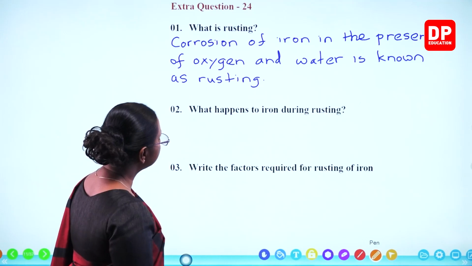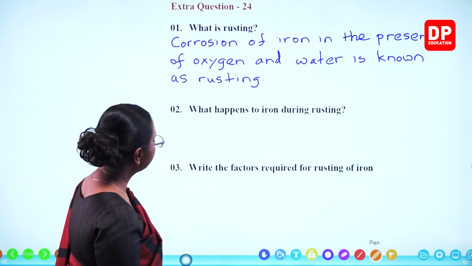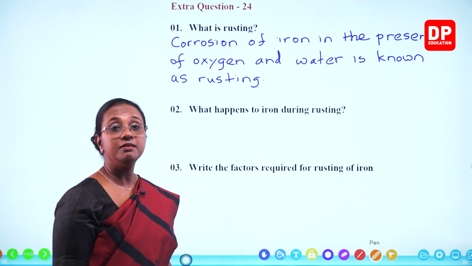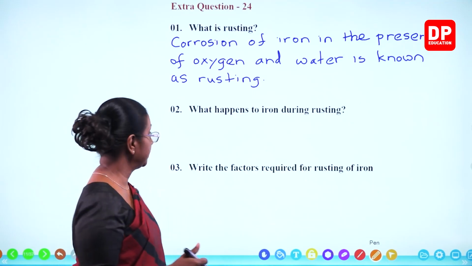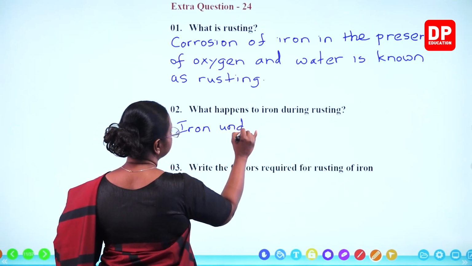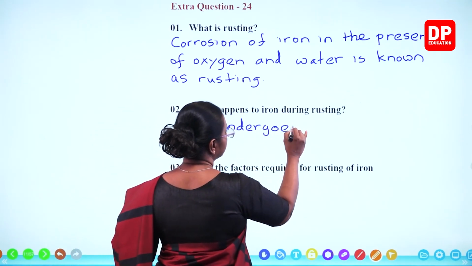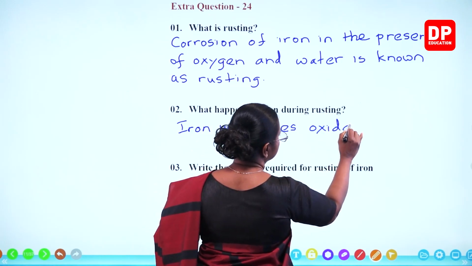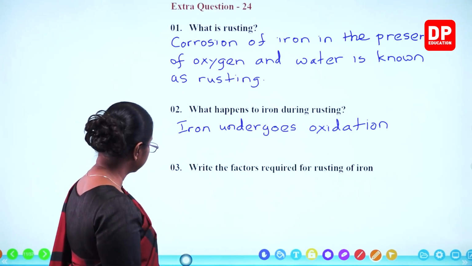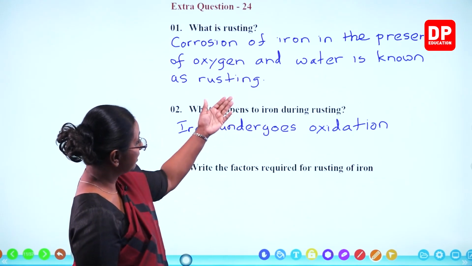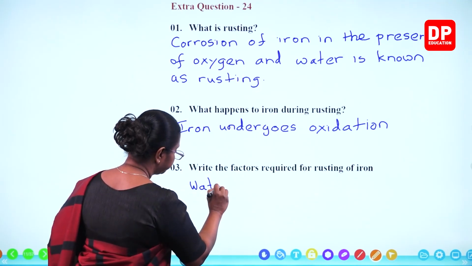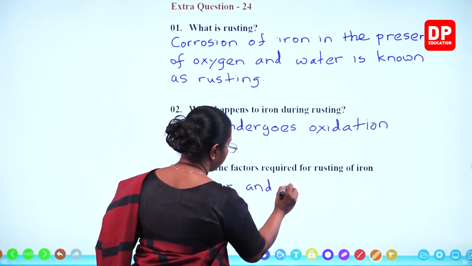What happens to iron during rusting? And then write the factors required for rusting of iron. What happens to iron during rusting? Iron gets oxidized, or we can say iron undergoes oxidation. You can say iron undergoes oxidation or iron gets oxidized. Write the factors required for rusting. We have already mentioned that in the previous question. Water and oxygen.